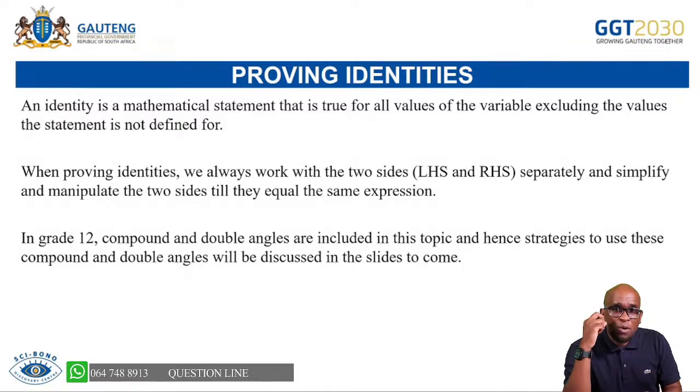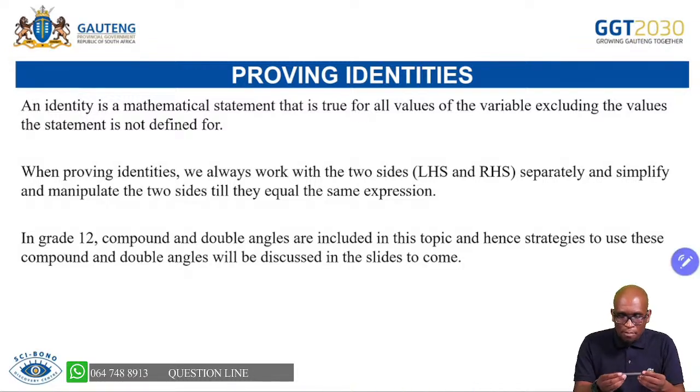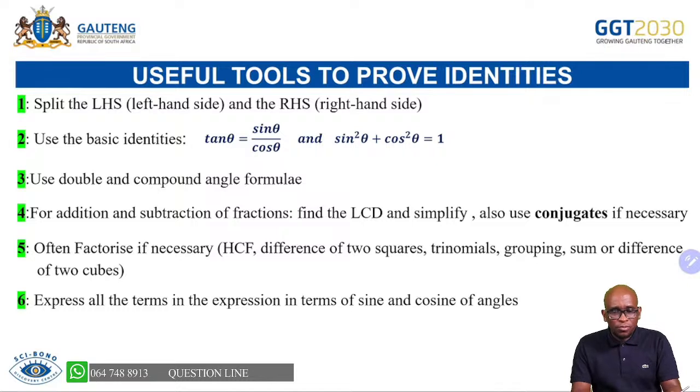And when we prove identities, we always work with two sides, the left-hand side and the right-hand side, denoted LHS and RHS, separately, and simplify and manipulate the two sides till they are equal to the same expression. In grade 12, compound and double angles are included in this topic, and hence strategies to use these compound and double angles would be discussed in the slides to come. Now let us look at that. How do we prove identities?